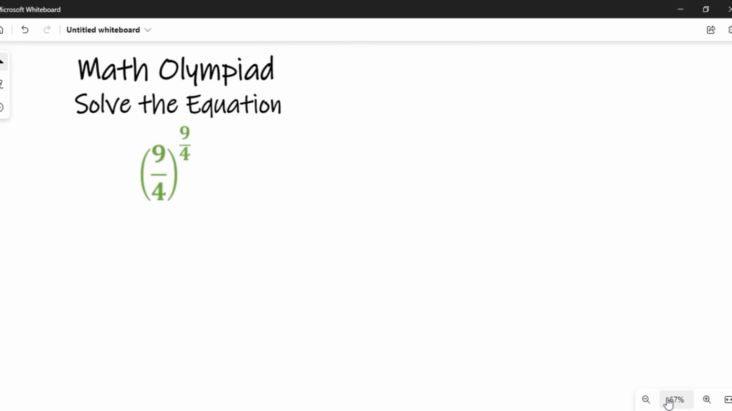Solve the equation (9/4) raised to the power 9/4.